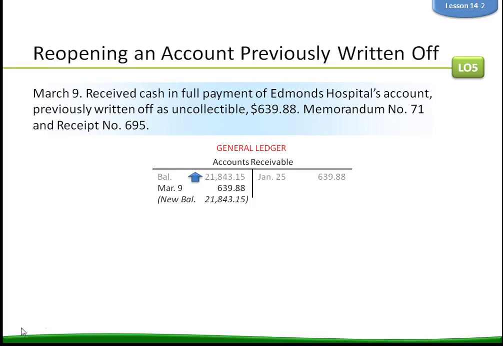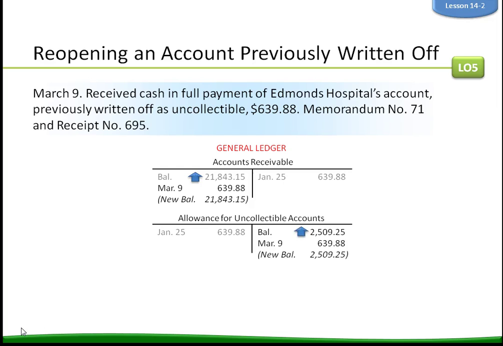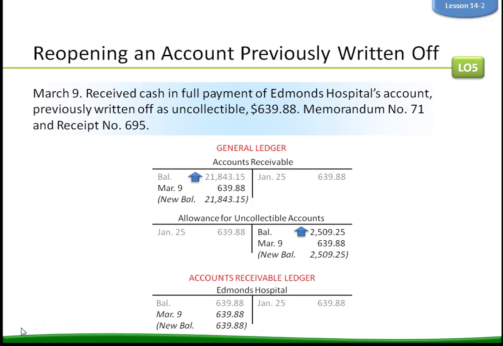Two journal entries are recorded for the collection of a written off account receivable. First of all, the general journal entry reopens the customer account. And then secondly, an entry in the cash receipts journal records the cash received on the account. So to show an accurate credit history, Edmonds Hospital is reopened.